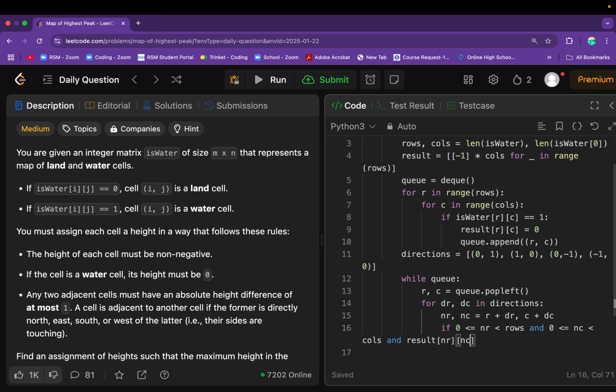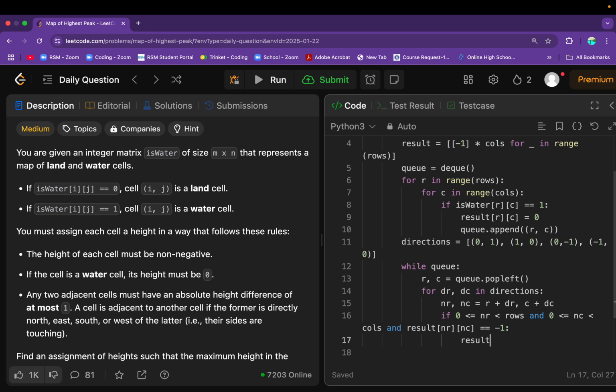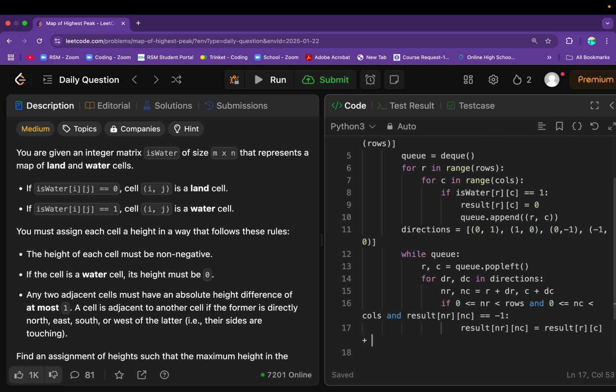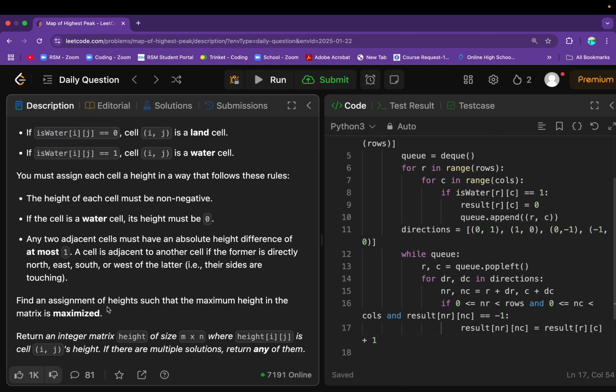if this remained unchanged, meaning it was equal to -1 as we actually initialize it, then we know we can increment or update its specific value, so NR and C, to now be its current value, so result at RC, the original cell, +1, right? Literally just adding 1 to maximize our max value, because we're given that any 2 adjacent cells must have an absolute height difference of at most 1. And think about it, to maximize the maximum height, we want to keep adding 1, so we can have the largest possible value as our maximum result, right?